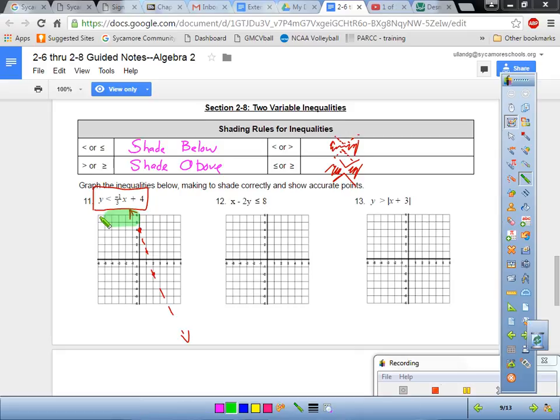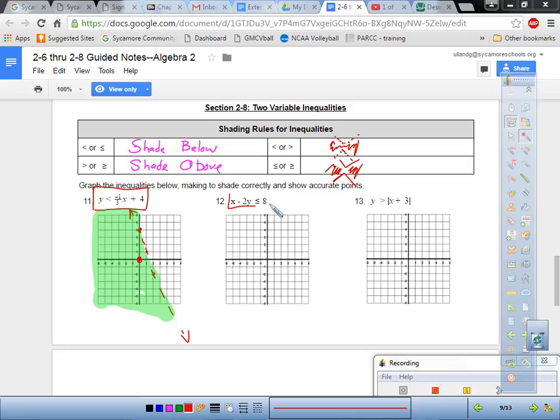I always test a point when I'm done to make sure that I did it right, and I test the easiest point that I can. So for example, this point here should work because it's in the shaded area. So is 0 less than 0 plus 4? Yes, it is. 0 is less than 4, so that works, okay?